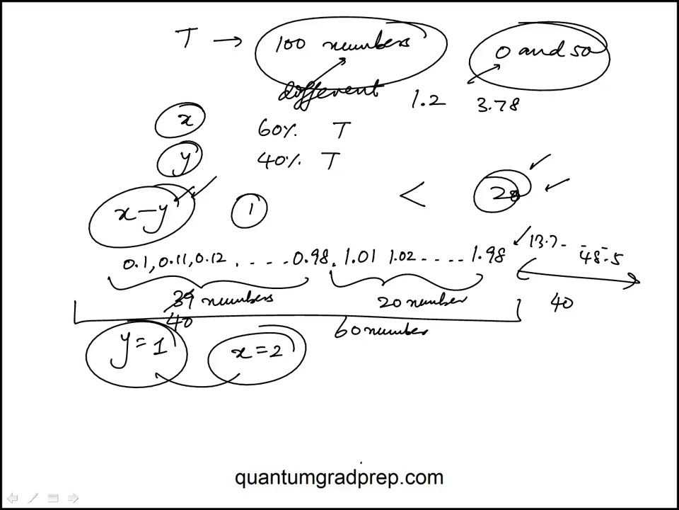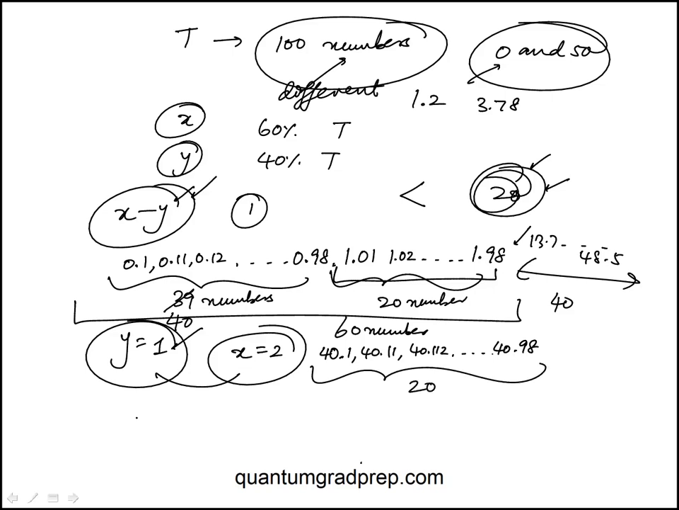So here quantity B is greater. Now the question is, can I make x minus y greater than 20? So we'll keep y at 1. And what we can do here is to jump straight from 0.98. I can jump to anything. I could jump to 40.1, 40.11, 40.112, and I could go up to 40.98. So essentially these 20 numbers are in that range.